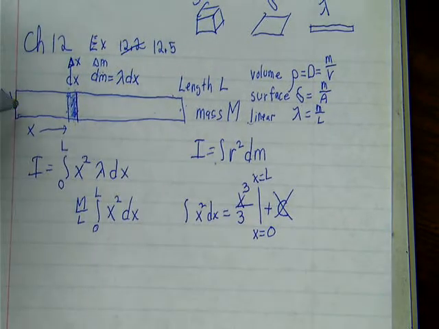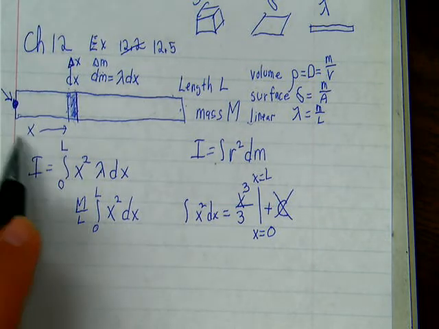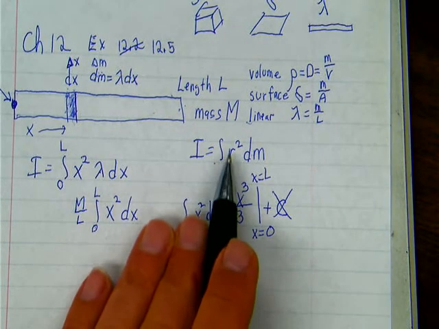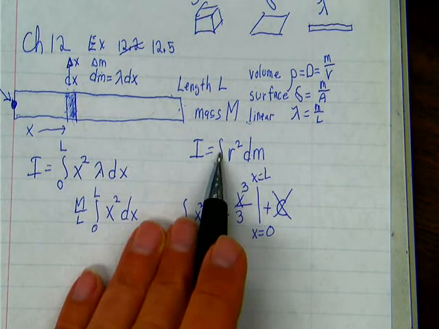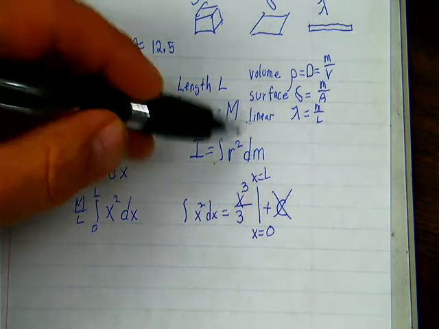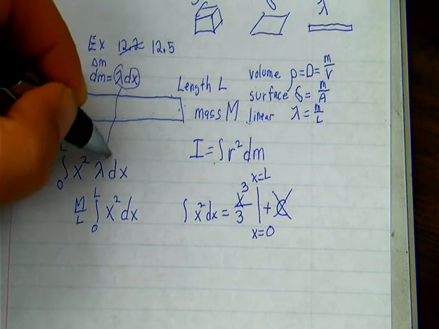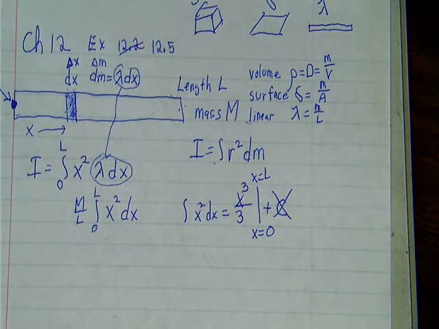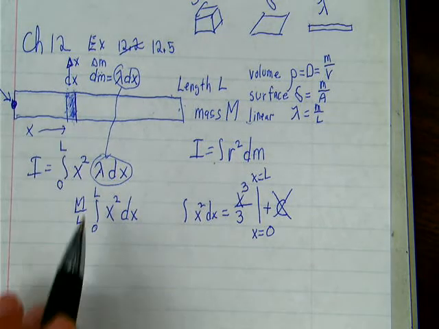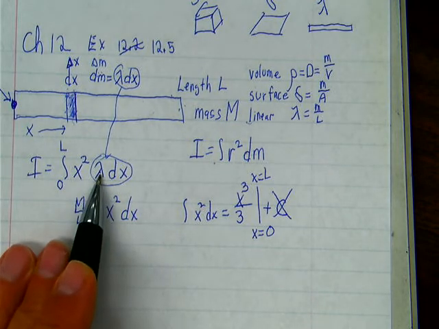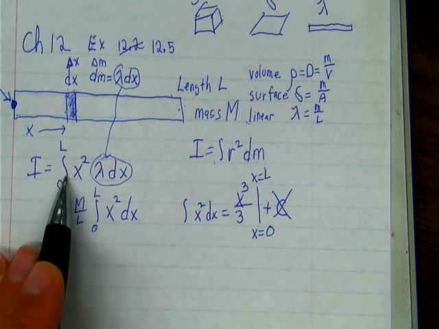It becomes transformed into the integral from the closest point to the axis of rotation, which is 0, to L, which is the farthest point from the axis of rotation, of x squared times, instead of dm, now I can replace that with lambda dx. Lambda is just the linear mass density, the mass of the rod divided by the length of the rod. So being a constant, I can pull that in front of the integral symbol.